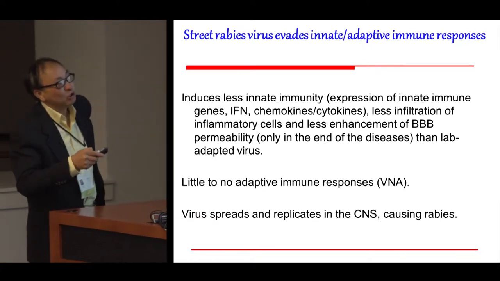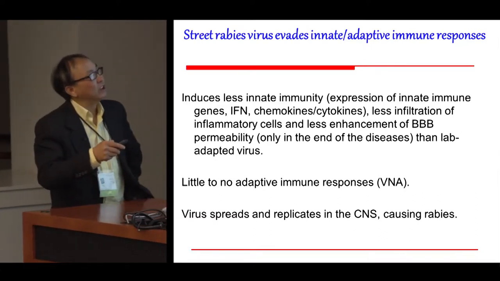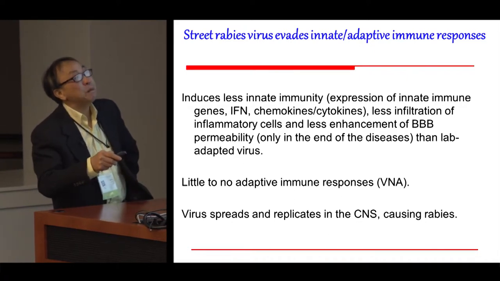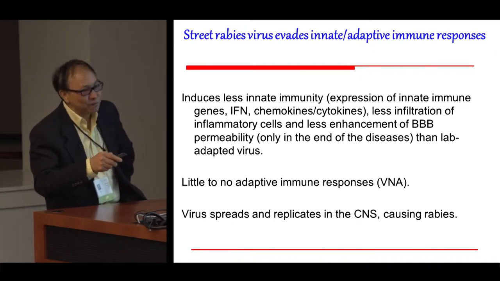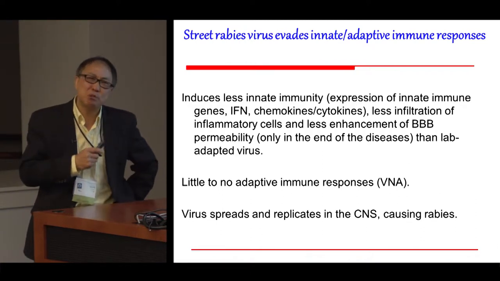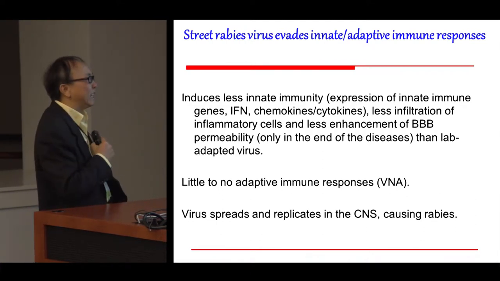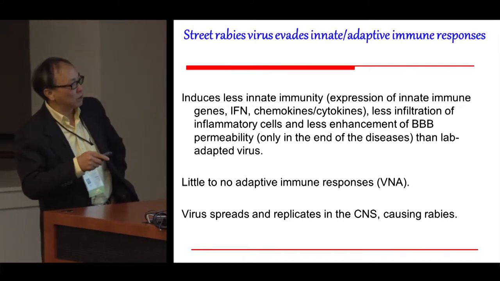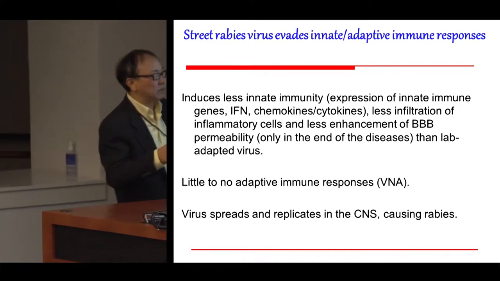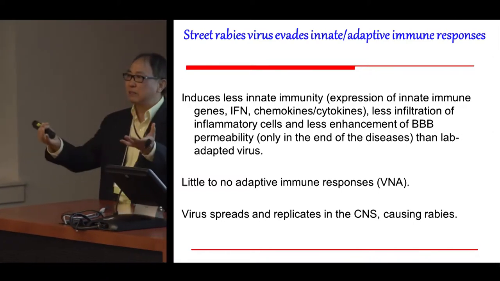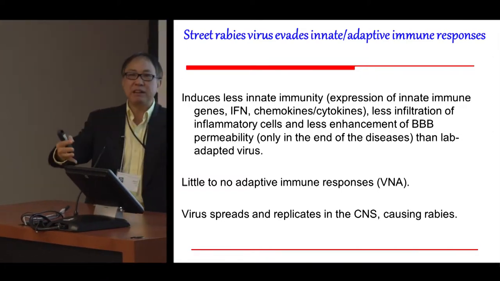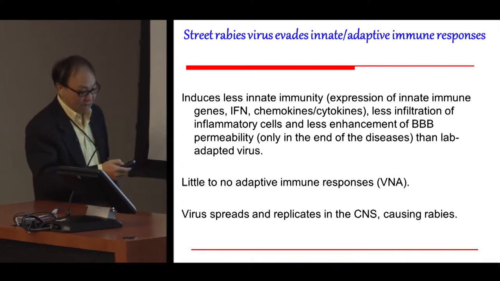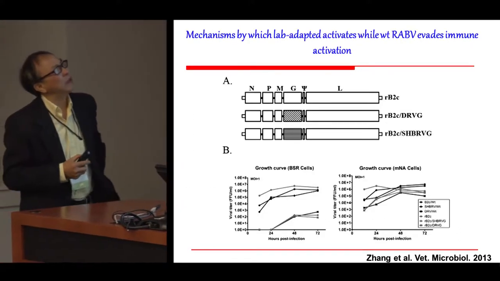So they do not induce many of the innate immune genes. They do not attract a lot of inflammatory cells. The BBB is not really enhanced until the very end of the disease. It's too little too late for rabies. And there is little to no adaptive immune response. And therefore, the virus can replicate, they can transmit, they can spread in the system, causing the disease. And this is what we are all understanding for the time being.